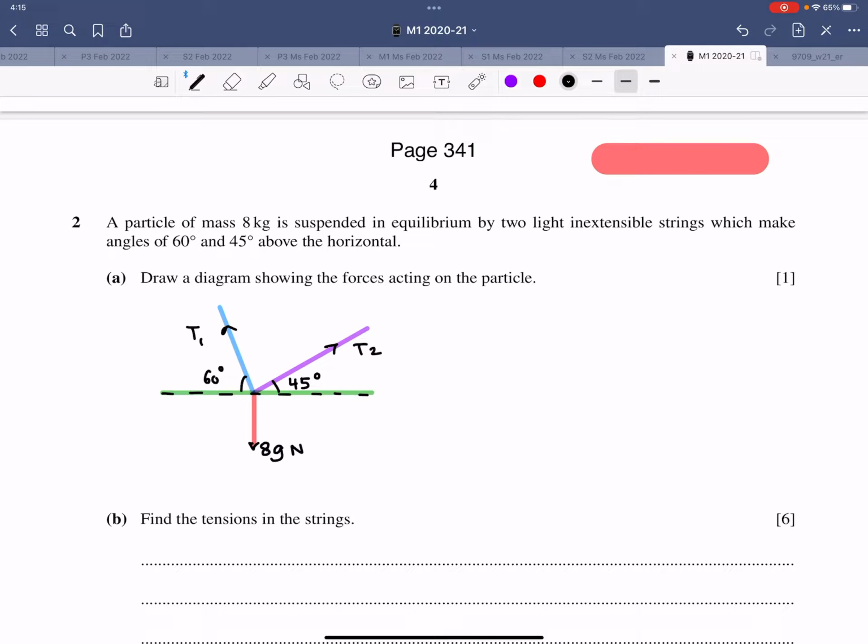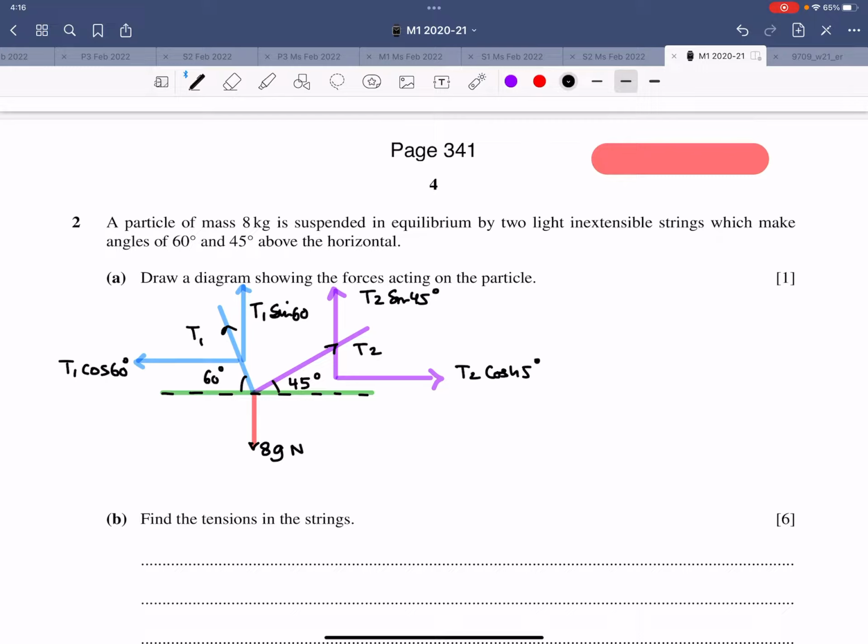When I do the resolution, let's resolve the forces. For the purple one, this is the horizontal component, this is the vertical component. For the blue one, this is the horizontal component, this is the vertical component. So this is T1 cosine 60, this is T1 sine 60, this is T2 sine 45, this is T2 cosine 45.